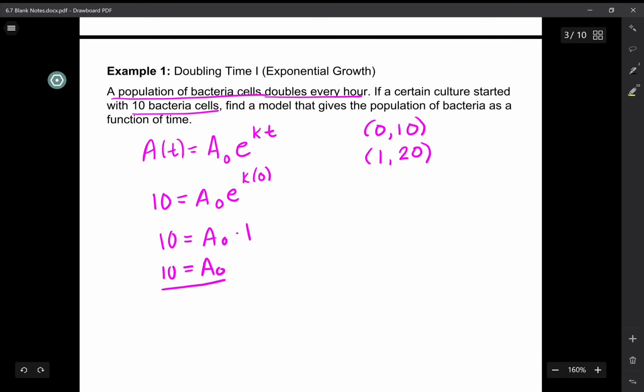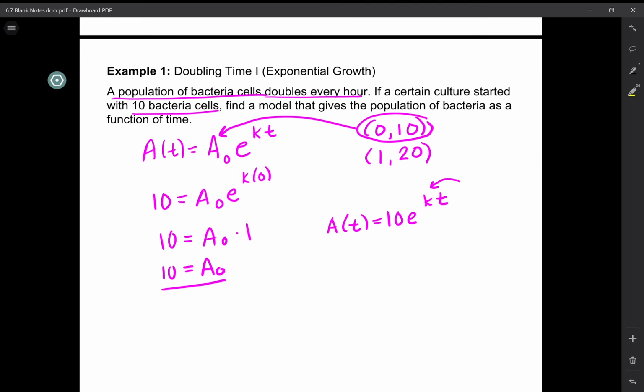Now we don't have to work through that again, because if we're given the y-intercept value, we can plug that straight in for a sub 0 without any work, because the e to the kt part is always going to be equal to 1 if the exponent is 0. So now our model looks like A of t equals 10 e to the kt. We need to figure out the value of the parameter k, the growth rate for this model, and we're going to use our second data point to do that.